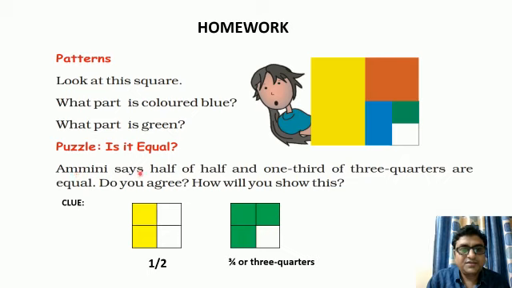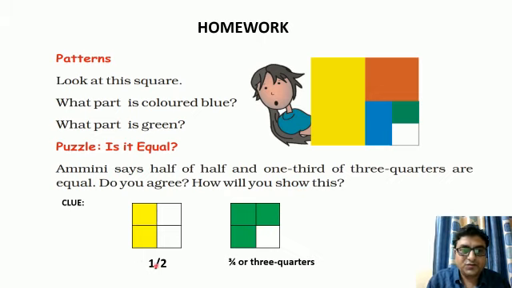Next is, is it equal? See, Amini says half of half and one third of three quarters are equal. Do you agree? How will you show this? So this is the puzzle. You have to tell your answer, yes or no. If you say yes, then how will you show this? Then we have to show it.